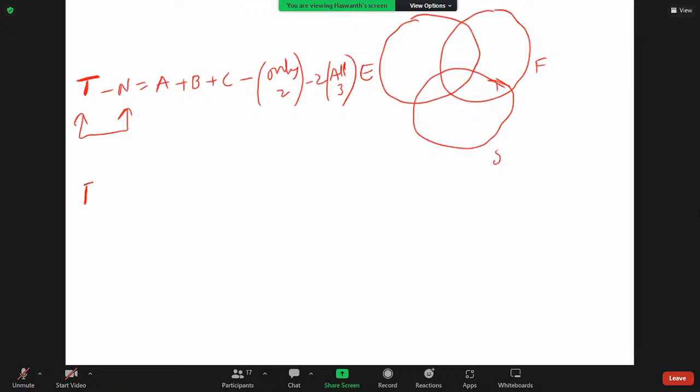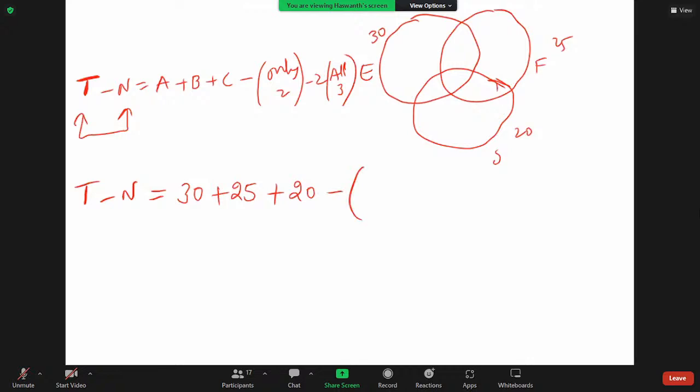So total minus neither is equal to A plus B plus C. He said 30 are studying English. So A value is 30. 25 study French and 20 study Spanish. So B value is 25 plus C value is 20. Then minus only 2 values. You have to subtract only 2.